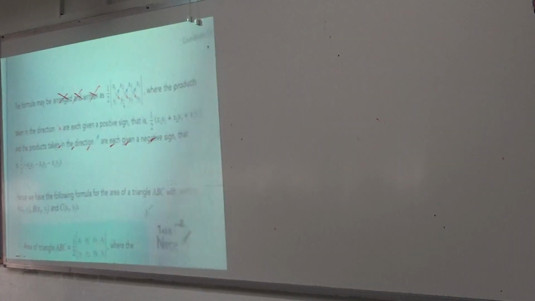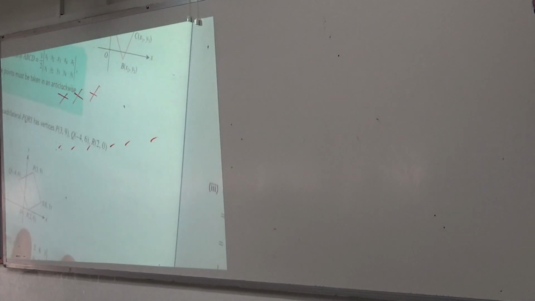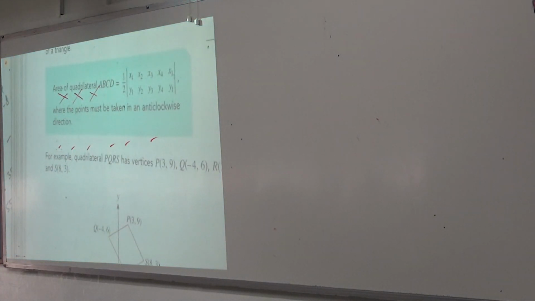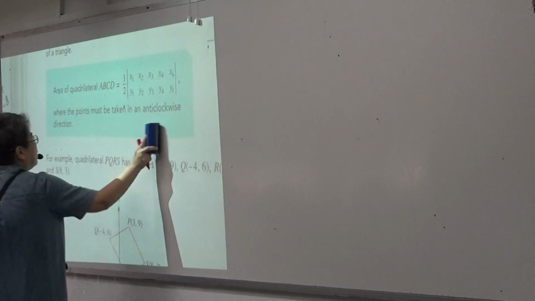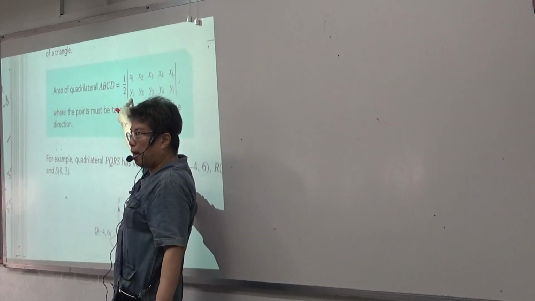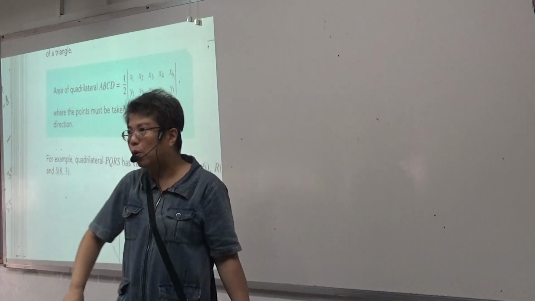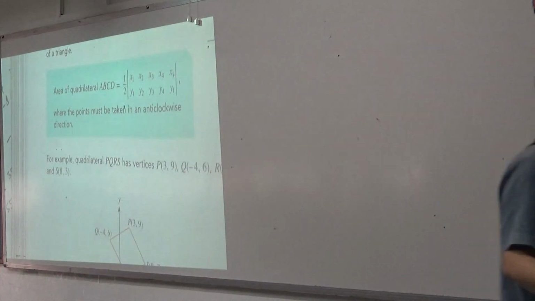So this is your example 12. Okay? Next, can we look at example 13? Now, let's look at page 182 first, in the middle. It's the same thing, the same concept. If you have a quadrilateral, you must have the first pair, second, third, fourth, then you repeat the first pair. So it's also taken in an anti-clockwise direction. Are we clear? Okay, good. Now, let's take a look at example 13.